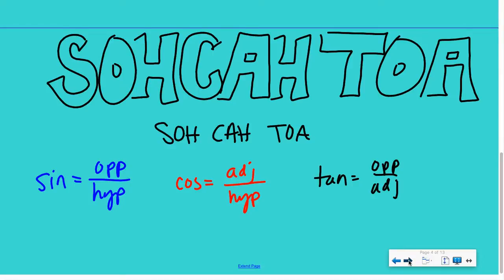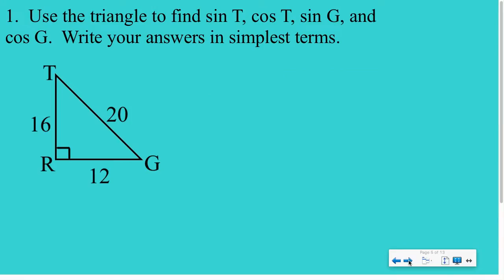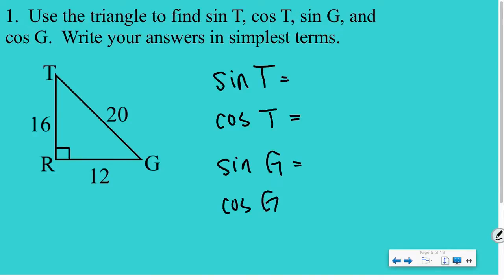Here we go to the first one. Using this right triangle, we want to find or write the ratios for the sine of t, the cosine of t, the sine of g, and the cosine of g. Okay, so we're writing fractions here. See now why you have to put sine or cosine or tangent in front of each little letter? So you know which one you're talking about. If you just wrote t equals, I wouldn't know what you're talking about. So use SOHCAHTOA and figure out your ratios in simplest form.